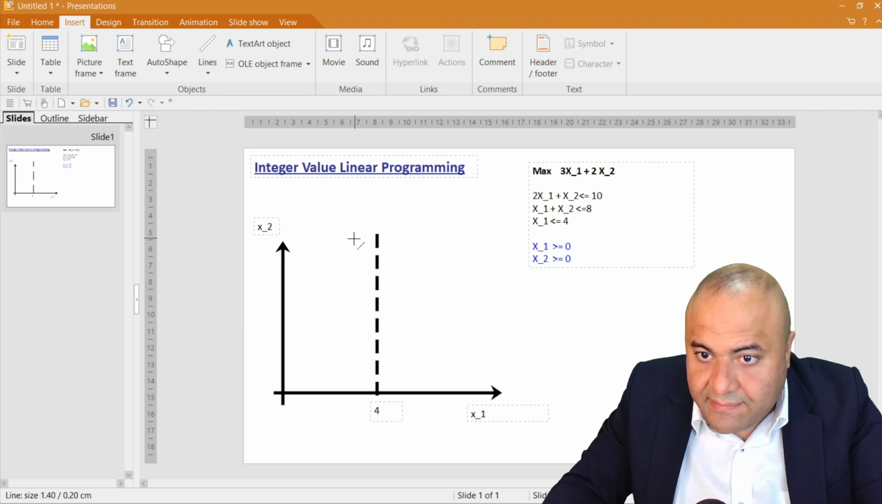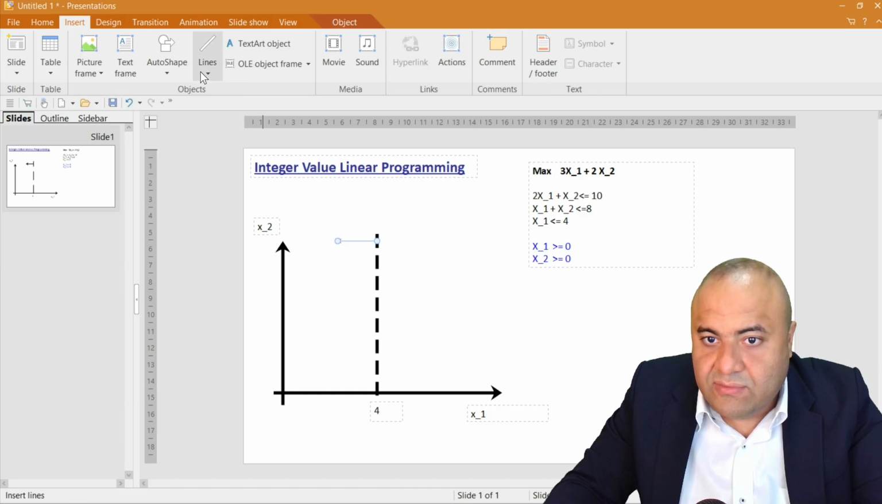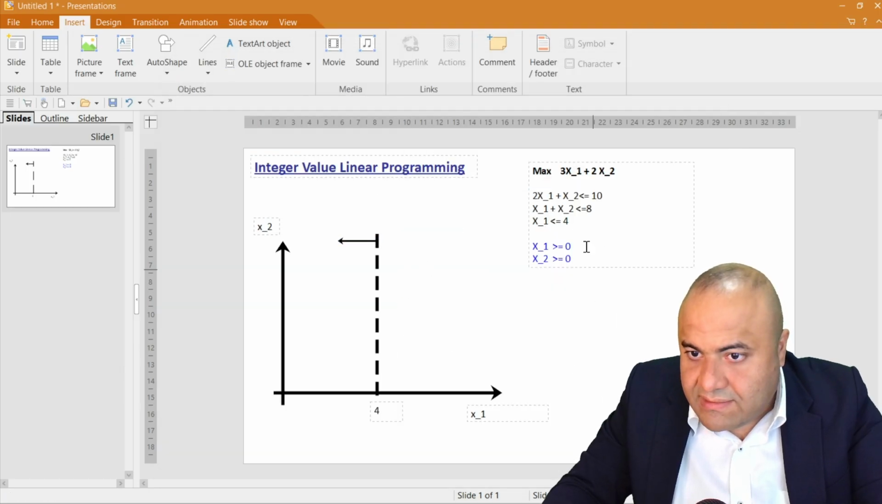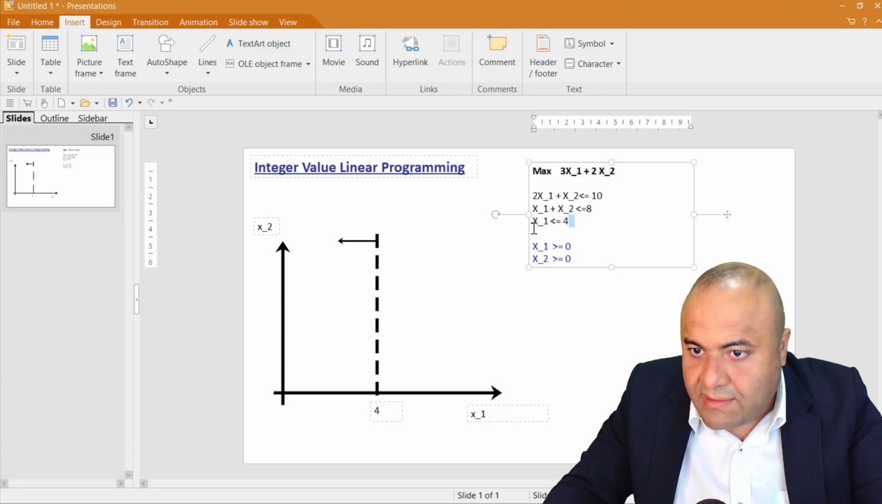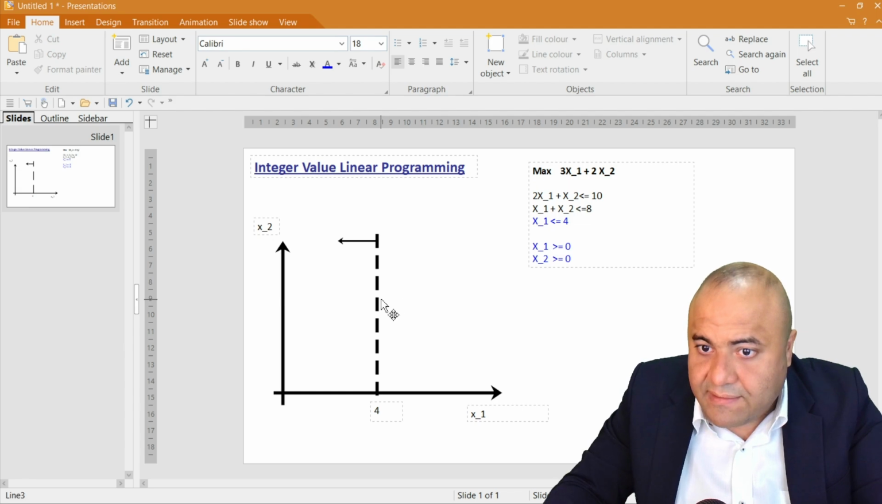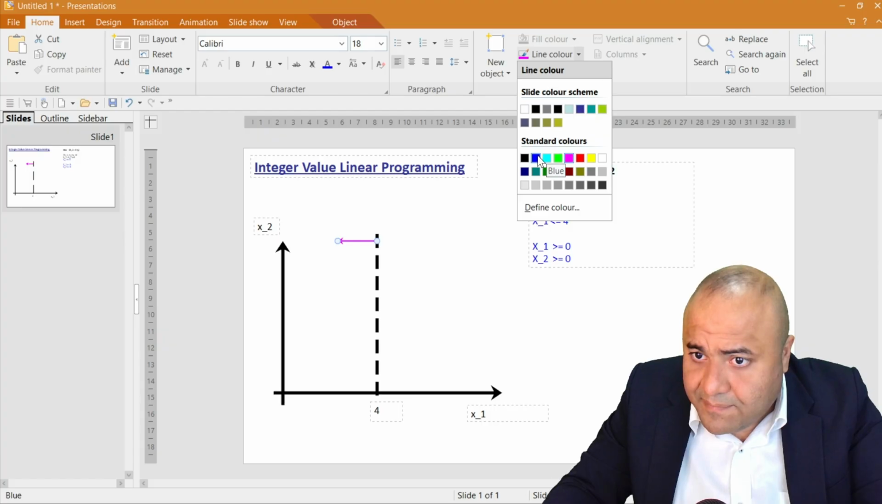and we can say that this is the location in which we are allowed to extend our solution. Also, a little bit bigger or thicker line will be a good idea. So this is now x1 is less than or equal to 4, has been satisfied. Now let's just give this one blue.